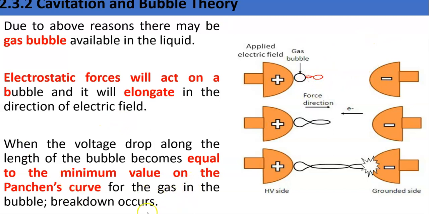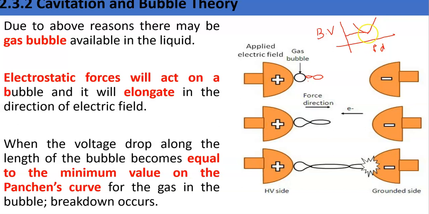Okay. So when the voltage drop along the length of the bubble becomes equal to the minimum value on the Paschen's curve for the gas in the bubble, breakdown occurs. You know Paschen's curve we have considered. What is that Paschen's curve? It is V shaped. So this is the minimum potential, the breakdown voltage, Paschen's law. Remember Paschen's law: with the increase in the product of pressure and gap distance, with increase in pd, initially the breakdown voltage will decrease and it will be minimum, and then it will go on increasing.